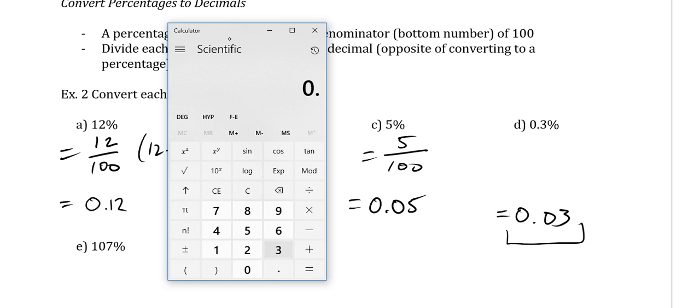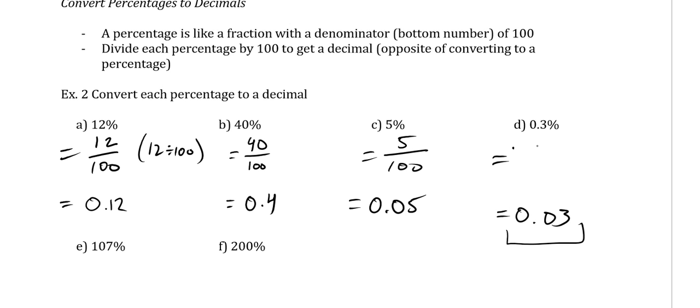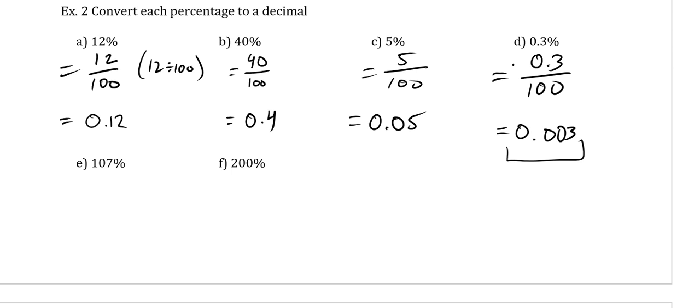Well, we use that rule, 0.3 divided by 100, 0.003. So there should be 2 zeros because it's 0.3 over 100. So let me squeeze in another 0 there like that. Very good. 107%. Nice.